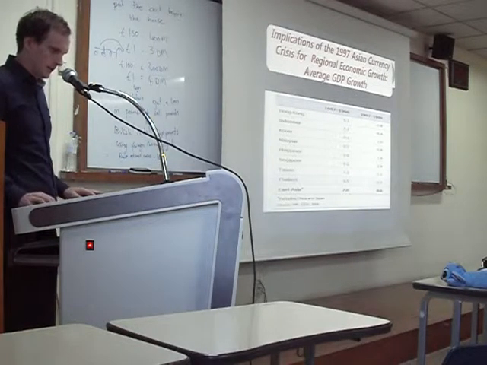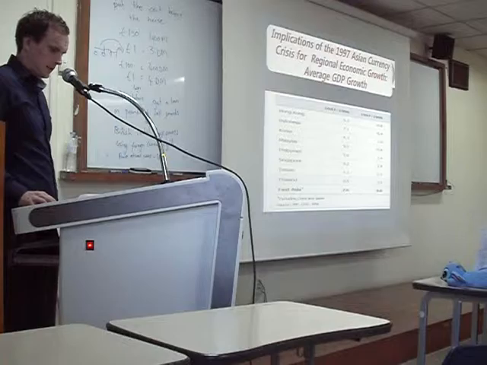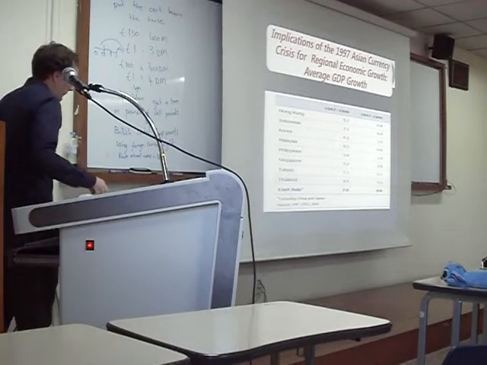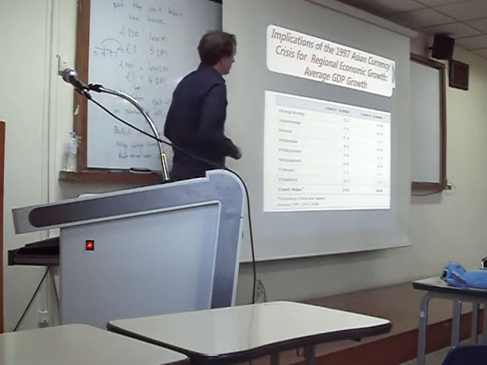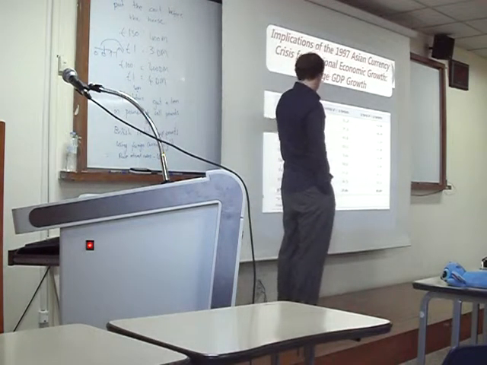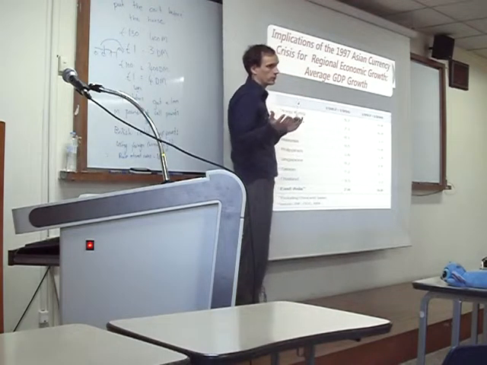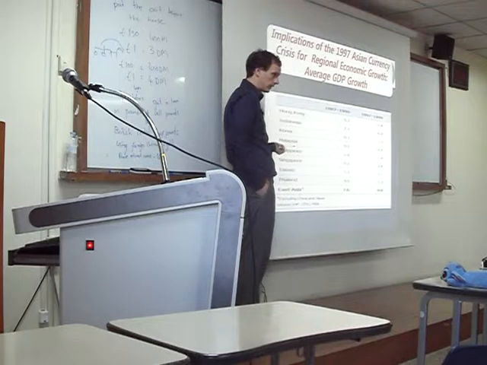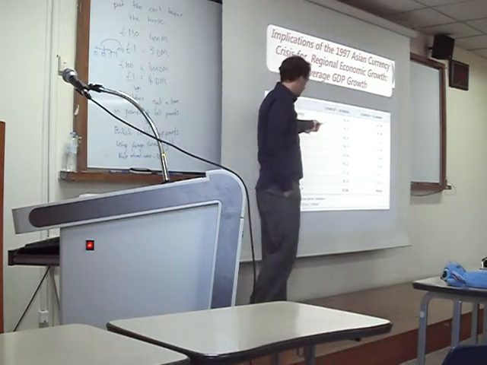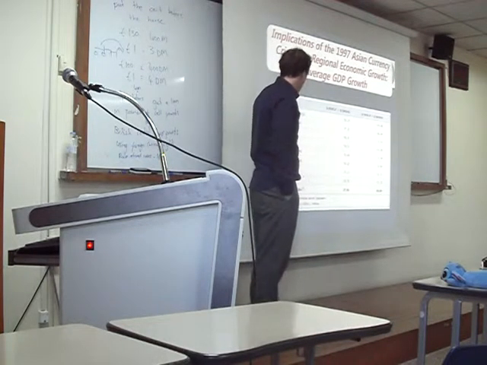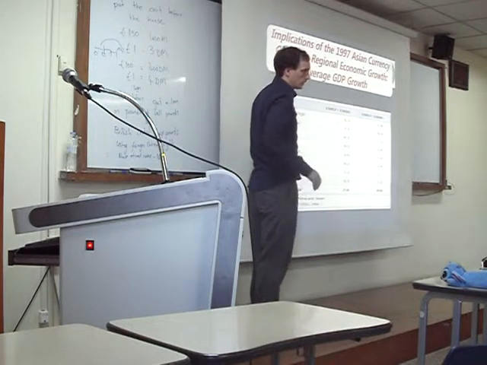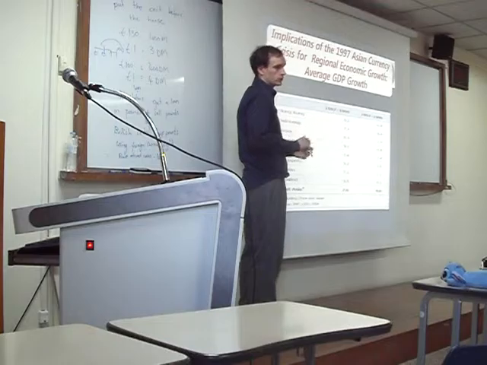What about the implications for regional economic growth? The average GDP growth in all of these Asian countries between 1987 and 1996 was quite good. A lot of these countries were opening up their economy and growing quickly, okay? So they were growing 7% a year, Malaysia 10% a year, Thailand 10% a year. So a lot of money was flowing into those countries.